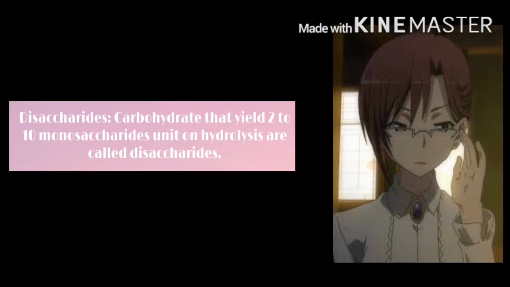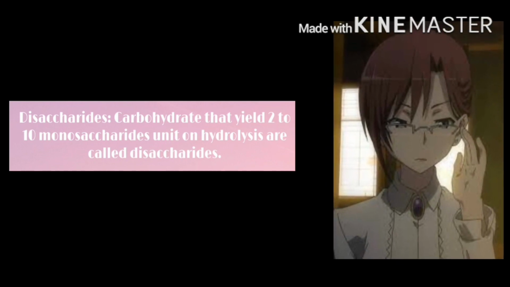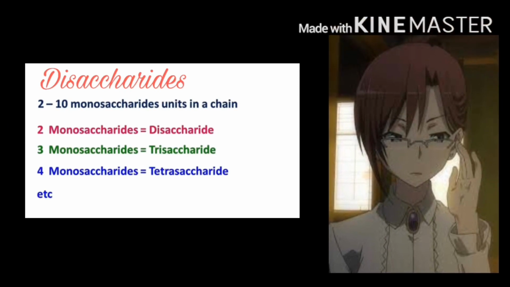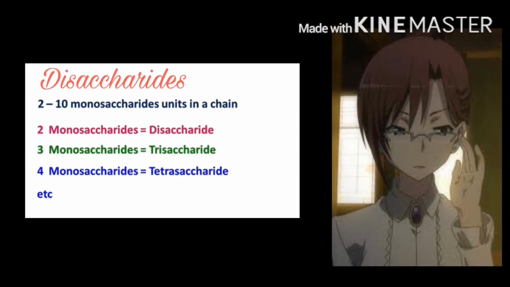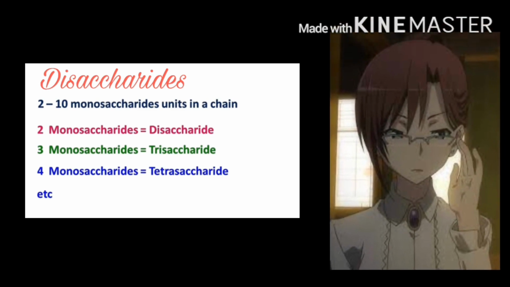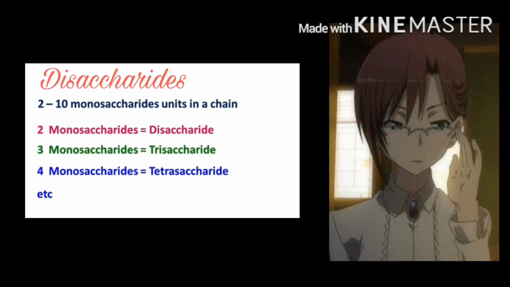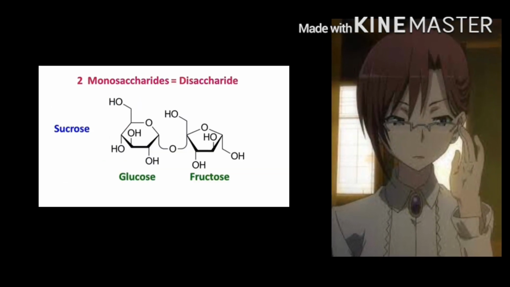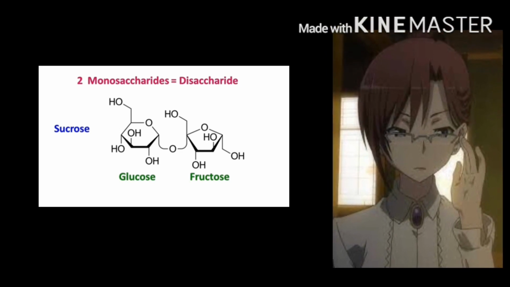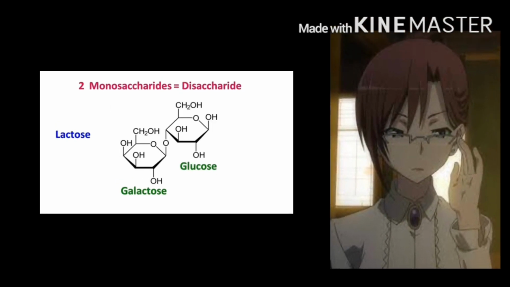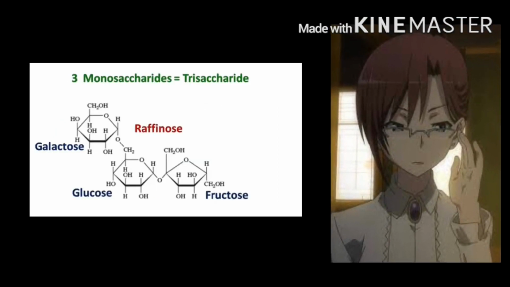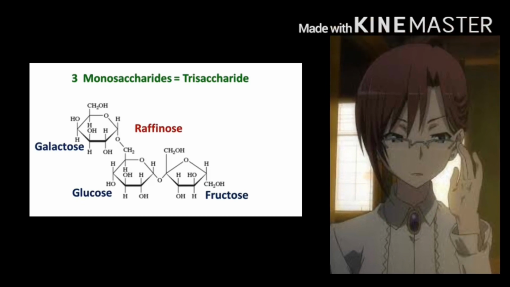The second group is disaccharide. Carbohydrates that yield 2 to 10 monosaccharide units on hydrolysis are called oligosaccharides. To classify more, 2 monosaccharides equal a disaccharide, 3 monosaccharides equal a trisaccharide, 4 monosaccharides equal a tetrasaccharide, and so on. Examples: sucrose equals glucose and fructose. Lactose equals galactose and glucose. Raffinose equals galactose, glucose, and fructose.